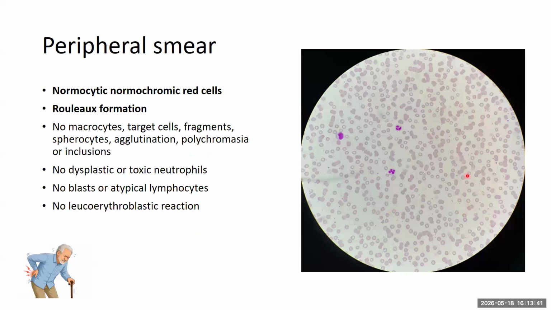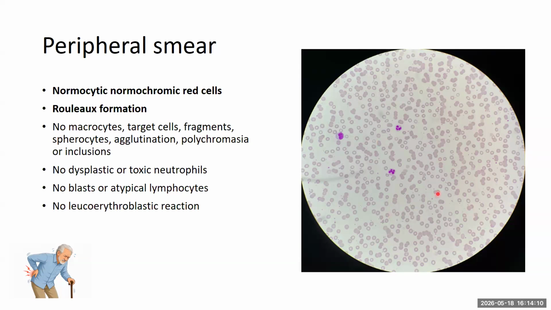So this is the peripheral smear of the patient. And what was noted was that he had normocytic, normochromic red cells with prominent rouleau formation as depicted here. There were no round or oval macrocytes to suggest a megaloblastic process. There were no round macrocytes, nor were there target cells to suggest liver disease.